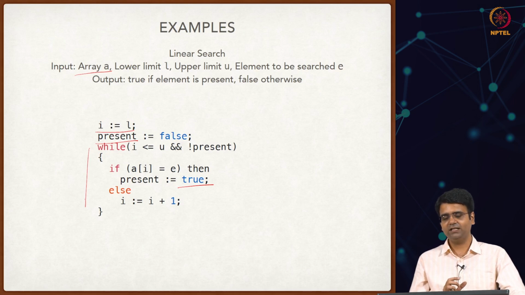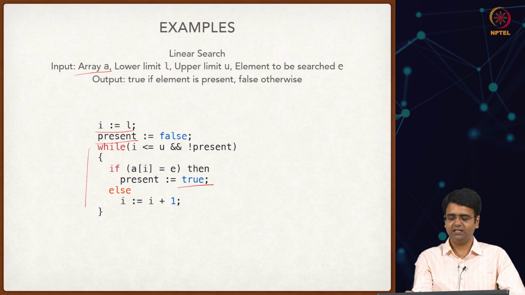You expect that if you begin this program in a state where, let's say, you have some arbitrary array A, and some arbitrary limits L and U, as well as some arbitrary value E, first of all this L and U should be within the bounds of the array. You don't want to go outside the bounds of the array.